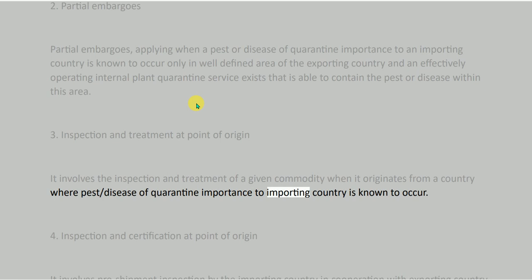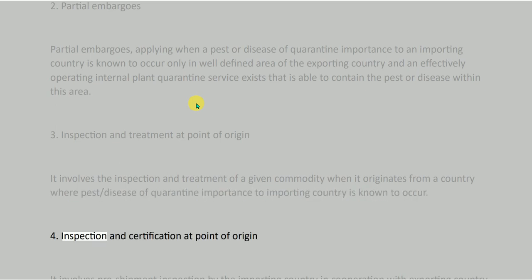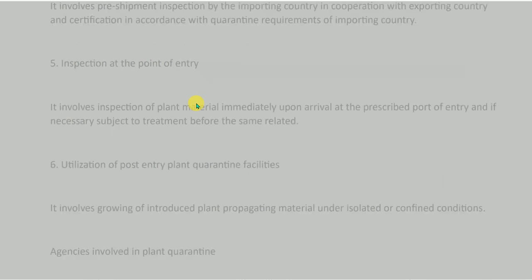4. Inspection and certification at point of origin. It involves pre-shipment inspection by the importing country in cooperation with the exporting country and certification in accordance with quarantine requirements of the importing country. 5. Inspection at the point of entry. It involves inspection of plant material immediately upon arrival at the prescribed port of entry and, if necessary, subject to treatment before it is released. 6. Utilization of post-entry plant quarantine facilities. It involves growing of introduced plant propagating material under isolated or confined conditions.